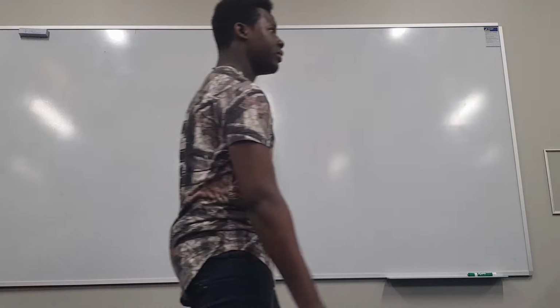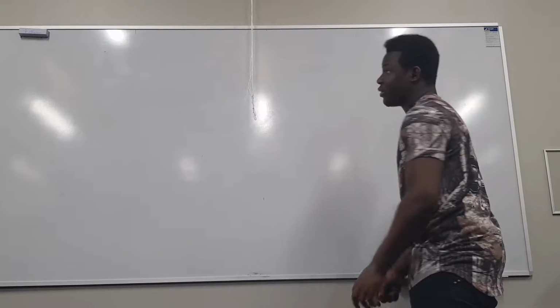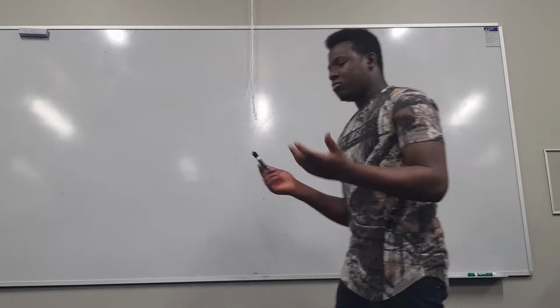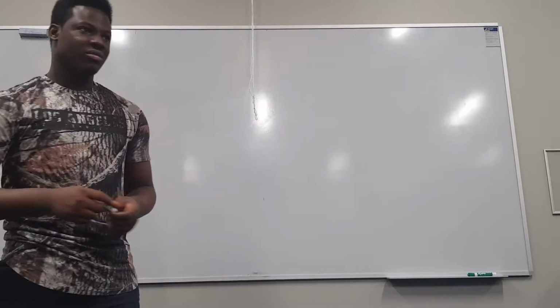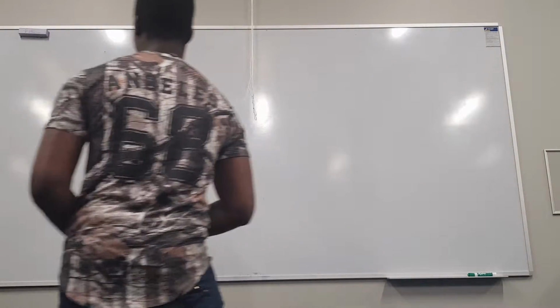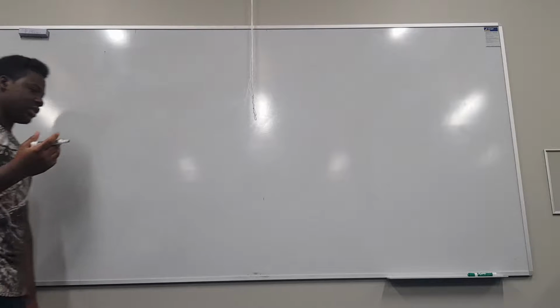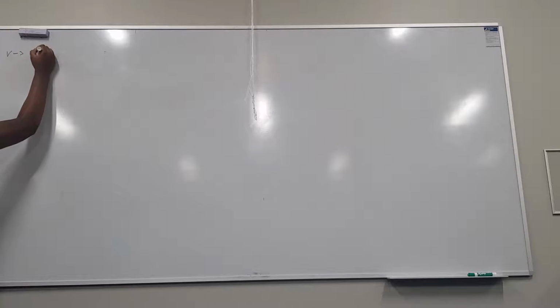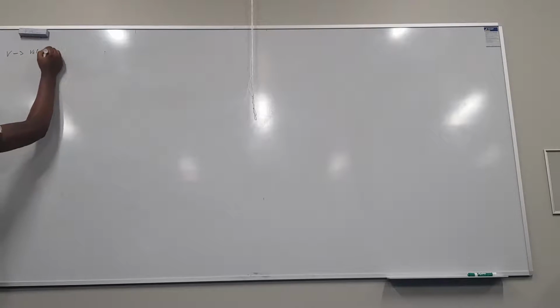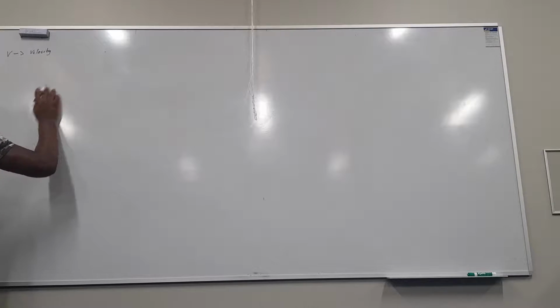Okay, where do I start from? Let's start from the basic equations of motion in one dimension. Let's define our variables first. Let's define V as velocity, the final velocity.